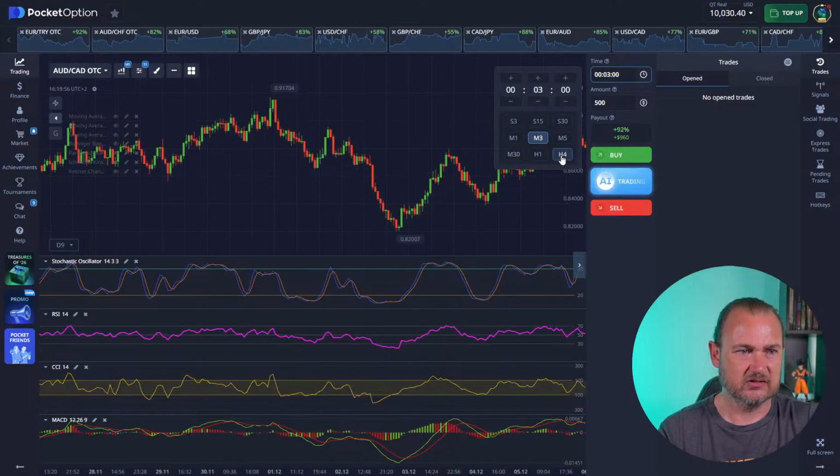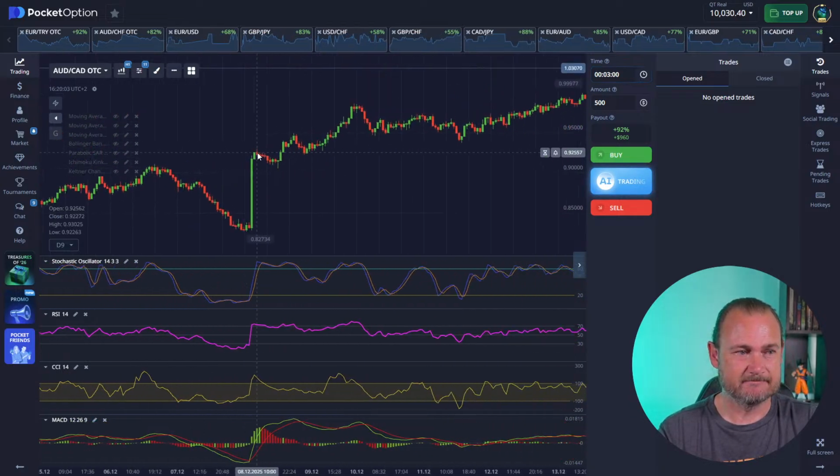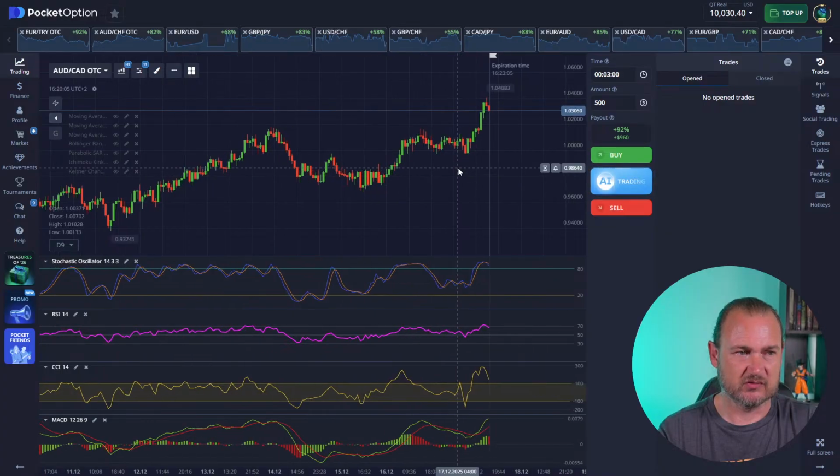I think the longest expiry time we have is 4 hours. So I wouldn't use divergence on a 4 hour chart, but you can definitely use a 1 hour chart or a 30-minute chart.